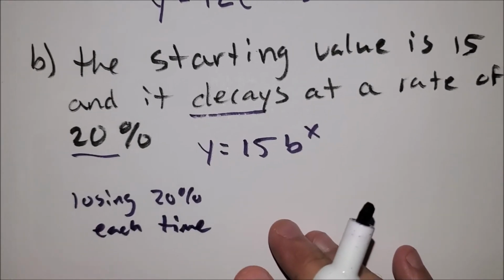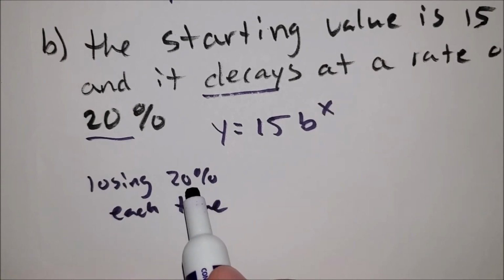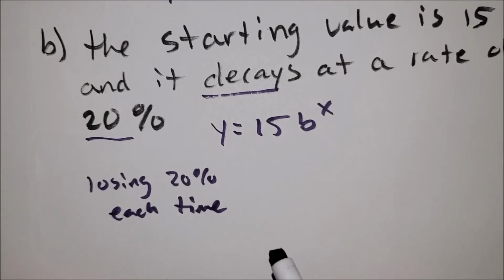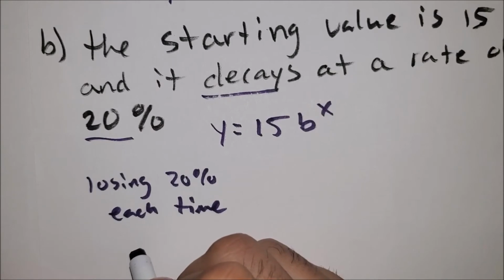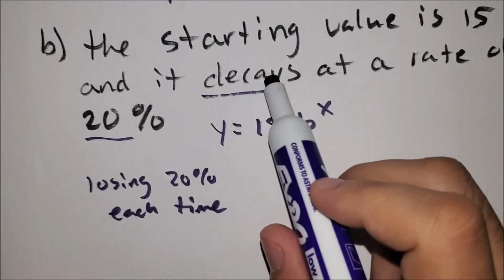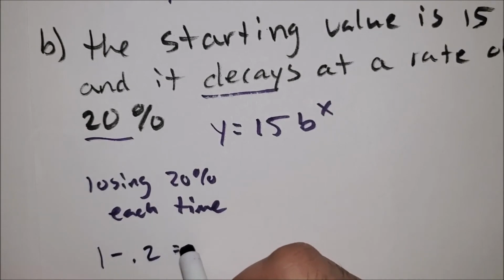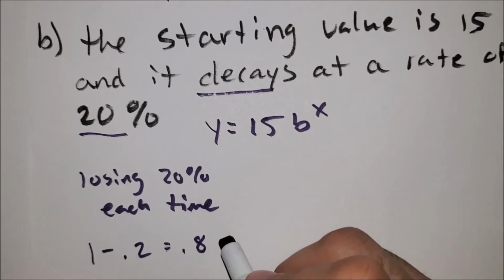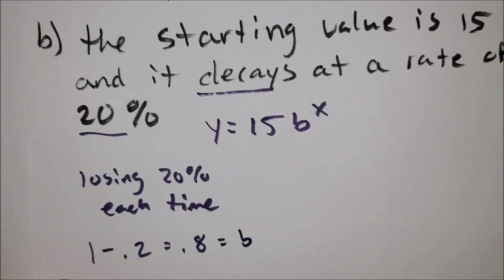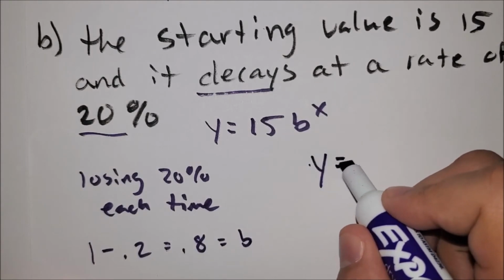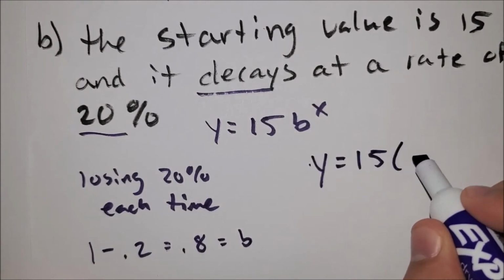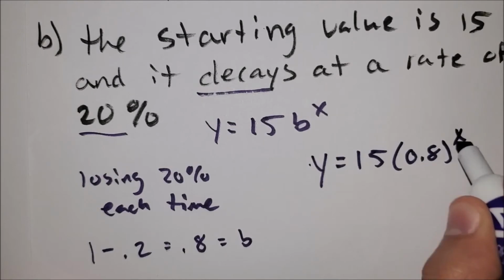So we can notice that this is a loss of 20%. We've written equations like this before. And this tells us that since it's less than 1, because of our decay, we would take 1 minus this 20%, and this leaves us at 80% of what's remaining each time, or 0.8. So we say that b is 0.8. Then we get y equals 15 times 0.8 to the power of x.